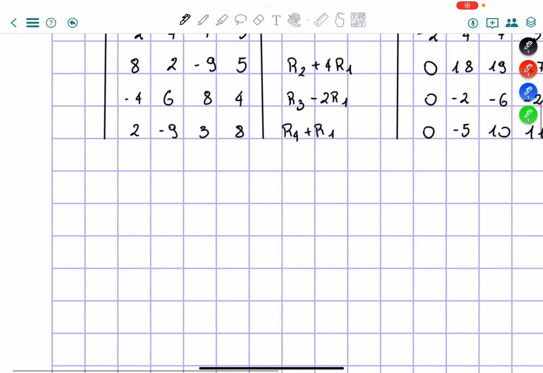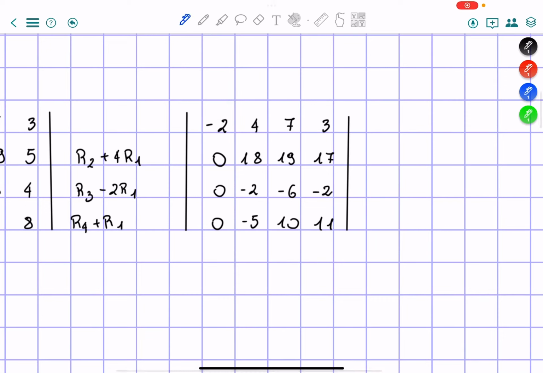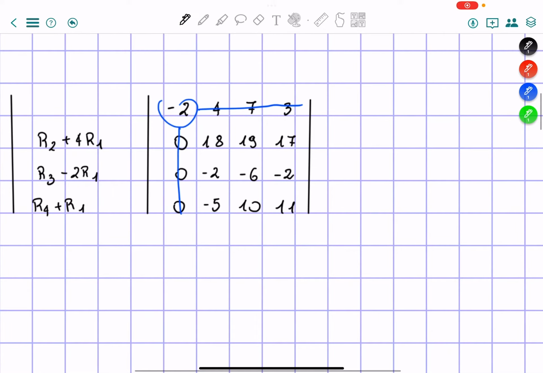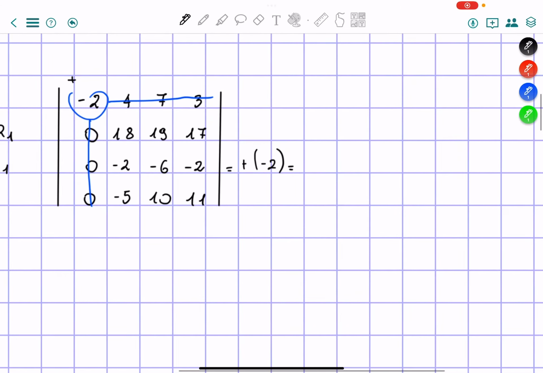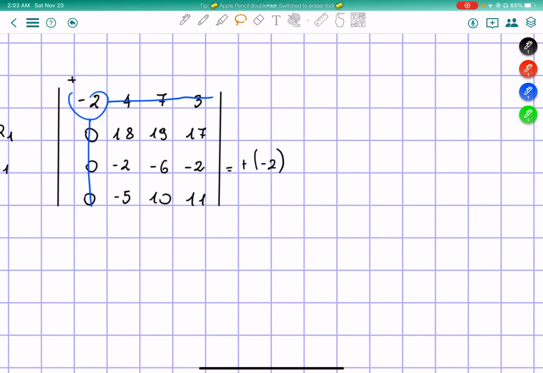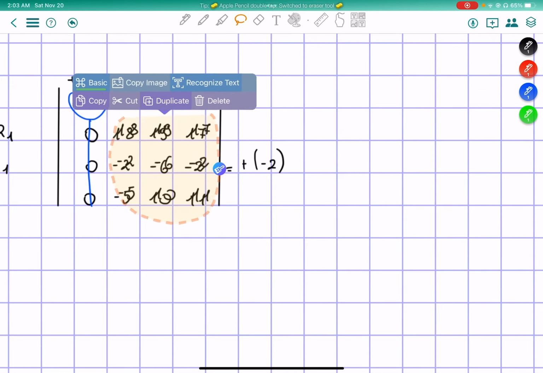Okay, now as you can see from the first row, I already have the first 0 of the first column, so I'm going to just take negative 2, cancel everything else out, and since it's the first number, the sign is positive. Negative 2 is equal to, times, the matrix of what is left. What is left is this thing exactly.